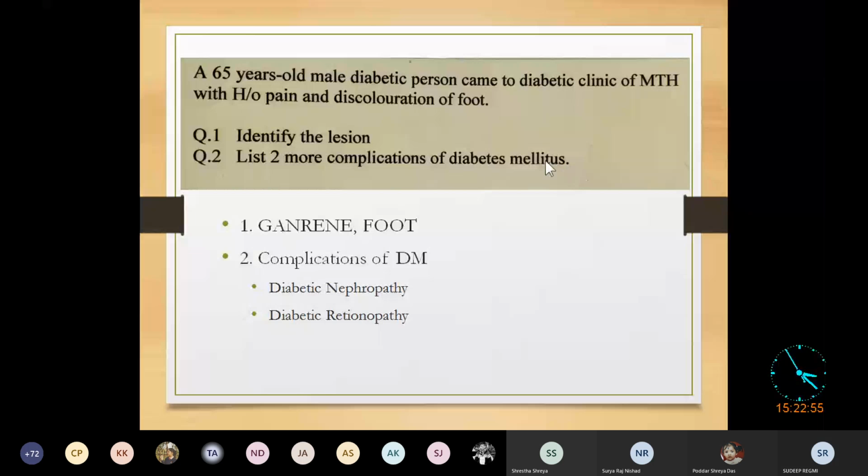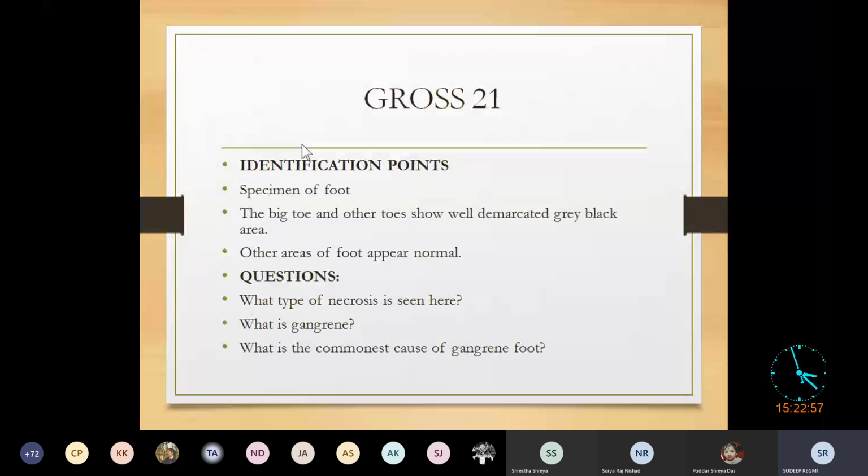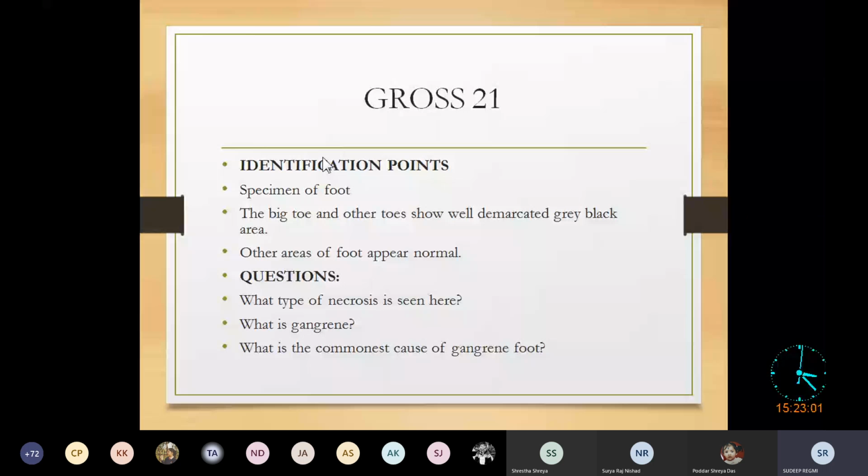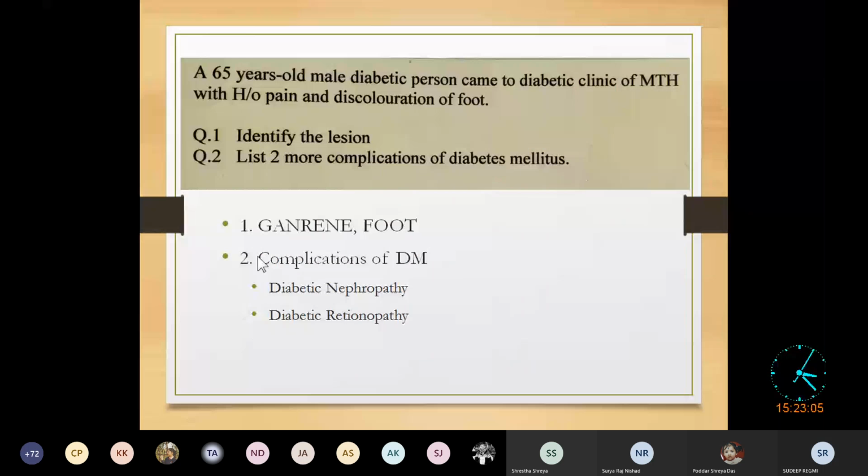So this gangrene foot occurs as a part of complication of diabetes mellitus. Now 2 more complications are asked. So what are the 2 more complications of diabetes mellitus? Diabetic nephropathy. Okay, diabetic nephropathy. Diabetic ketoacidosis. Okay, diabetic ketoacidosis. Diabetic retinopathy. Anything can be there. Microvascular complications, macrovascular complications. So you have to divide, but here you just have to list 2 more complications. You can just write 2 names, diabetic nephropathy and diabetic retinopathy.